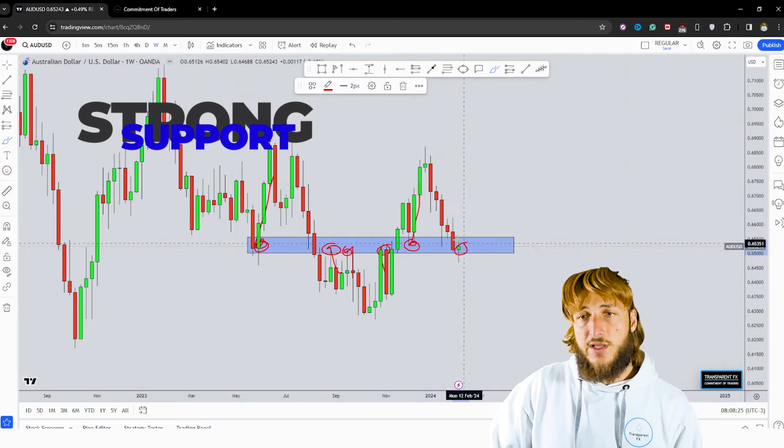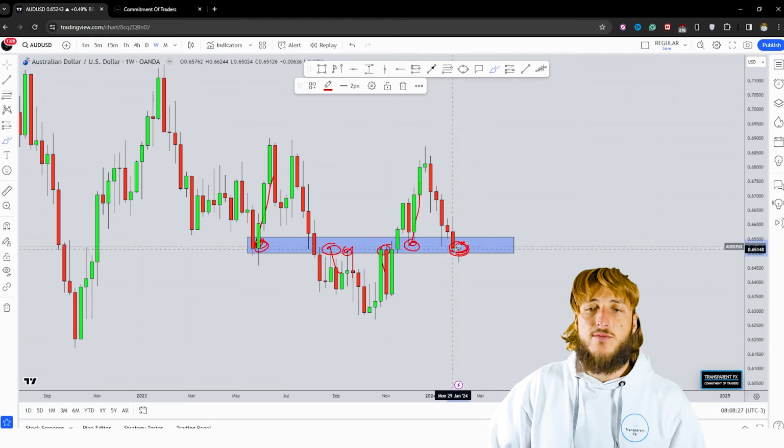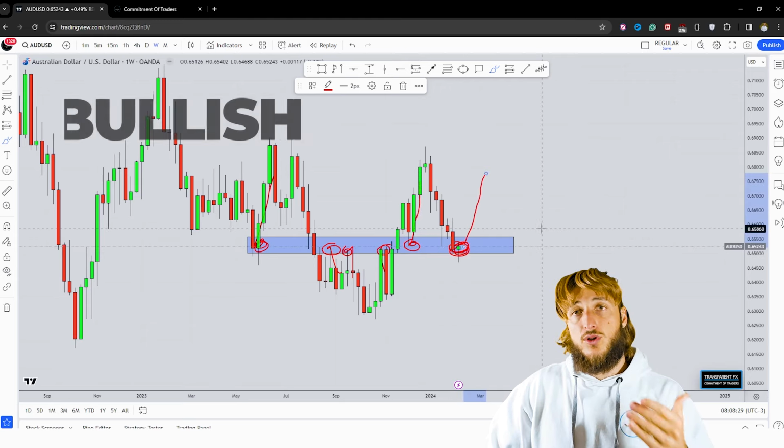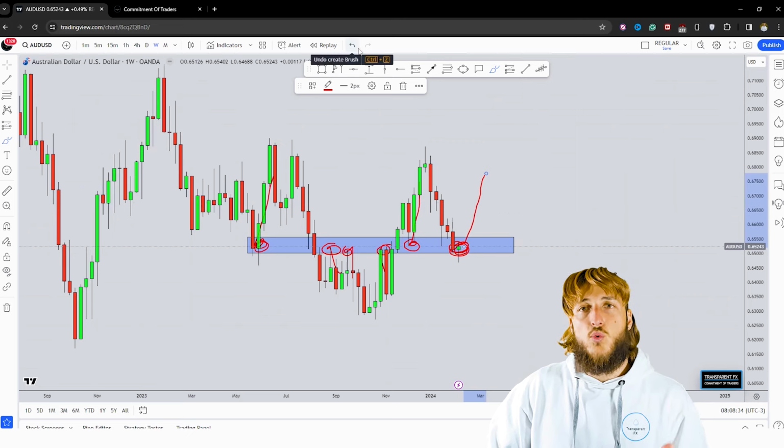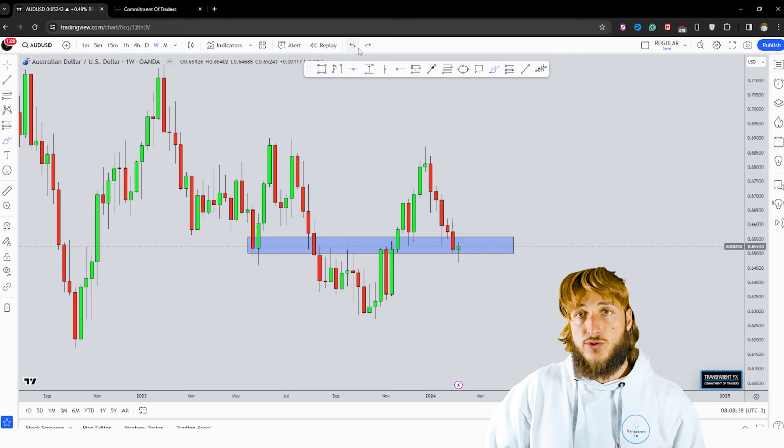And now the market is once again inside of this area. Therefore, there is a possibility to see some bullish price action being created away from this zone and for the market to once again respect this area as structure, in this case, structure support.